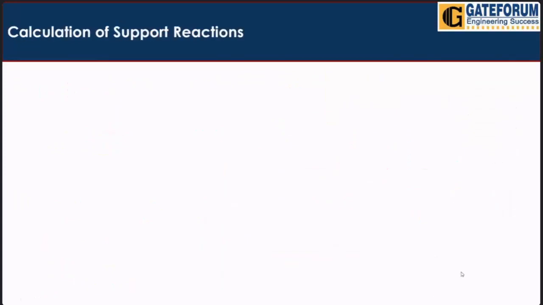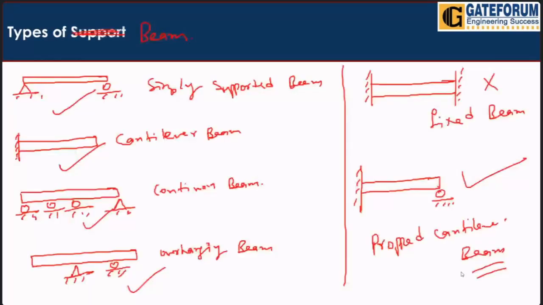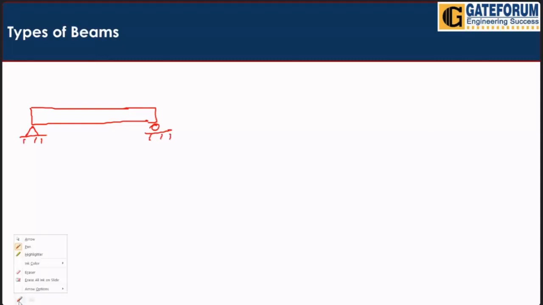How it can be done? Just look at here. Suppose here we have UDL. First of all, here we have beam. Let's say here we have hinge and here we have roller, and one UDL is acting here. UDL is acting here like this.